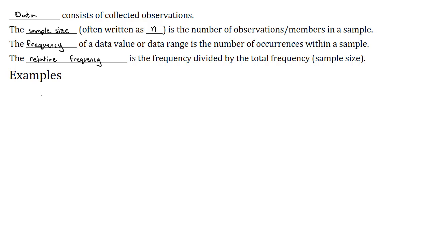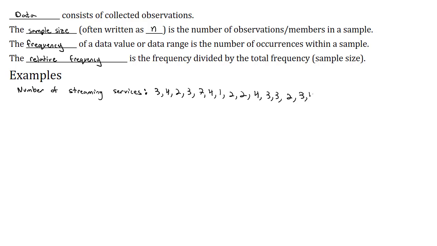So for example, if I asked a whole bunch of students the number of streaming services that they subscribe to, their answers might be 3, 4, 2, 3, 7, 4, 1, 2, 2, 4, 3, 3, 2, 3, 4, and 2. That's the data, the numbers. The problem is it's hard to tell the story of the data when it's just a bunch of random numbers like this. So we're going to organize it into a frequency table.